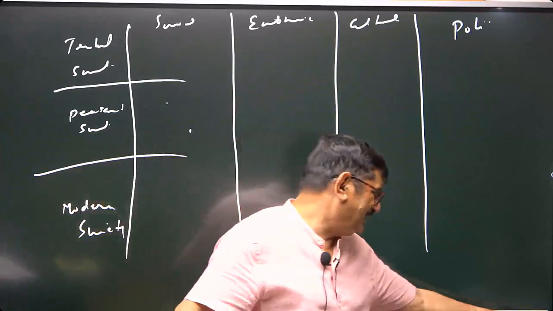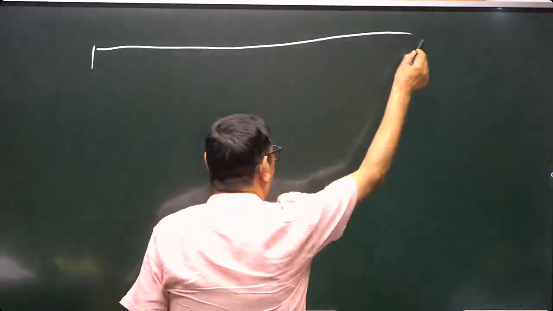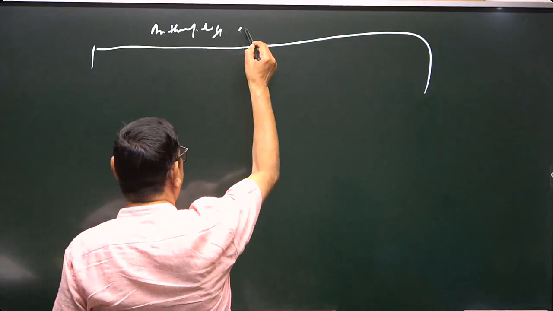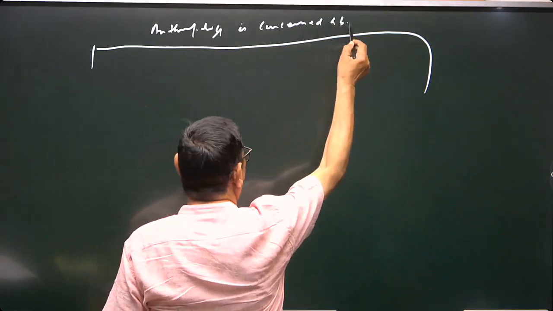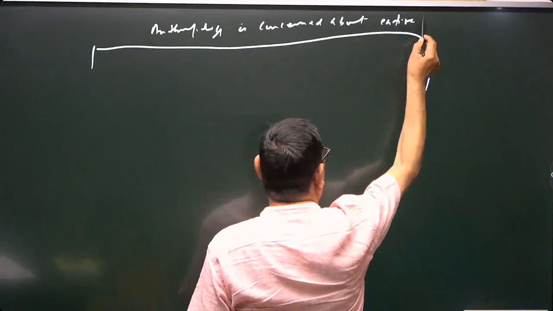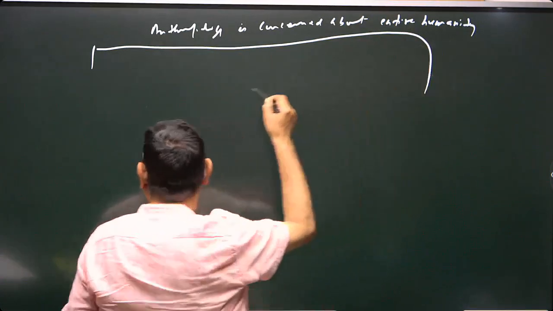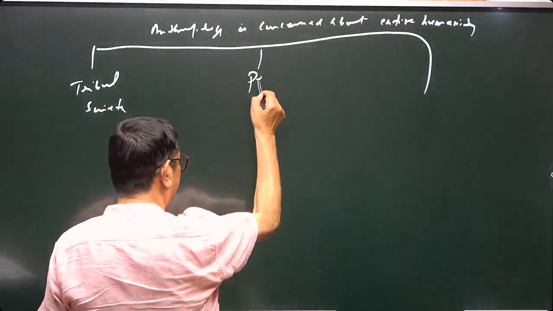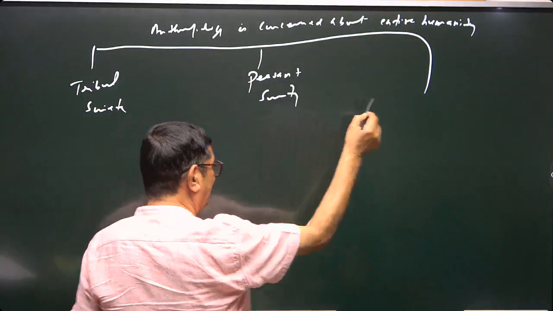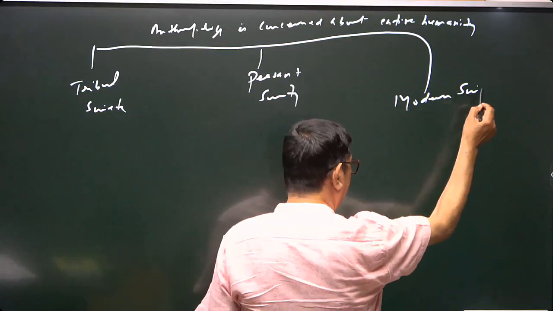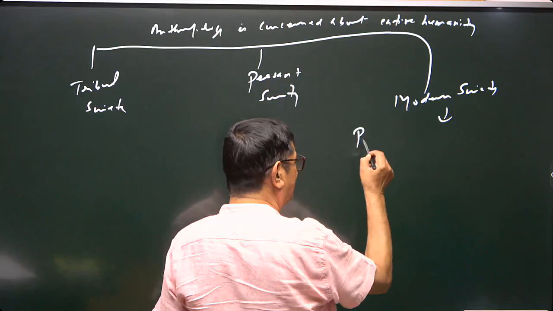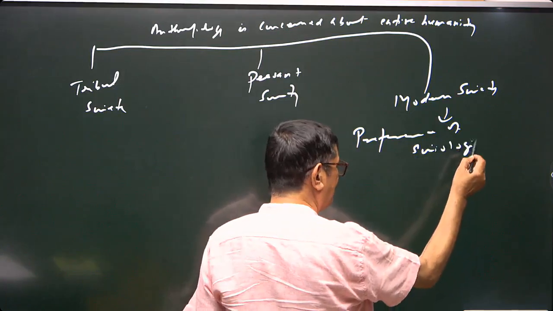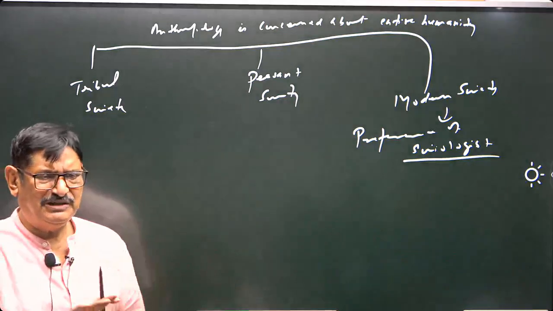In 3 minutes, I will show that anthropology studies people across the world. Write down shortly: anthropology is concerned about entire humanity, and this humanity is in terms of tribal society, peasant society, and modern society. Modern society is the concern of sociologists; actually, it is the preference of sociology. In sociology, the problem of modern society is studied.